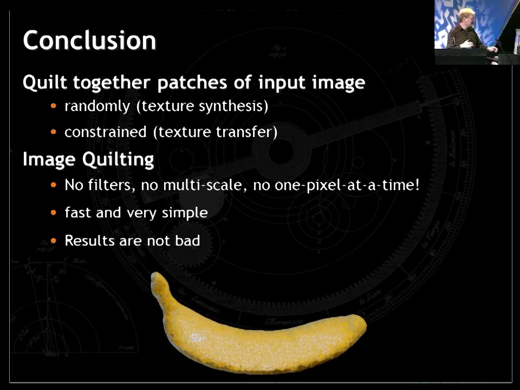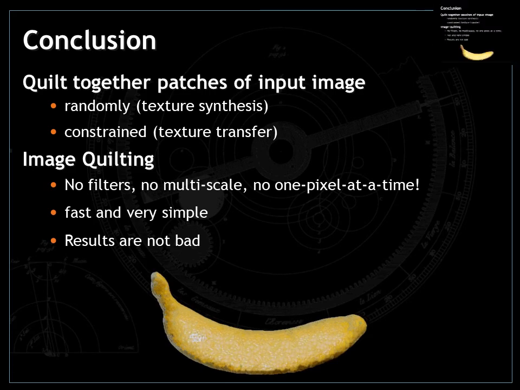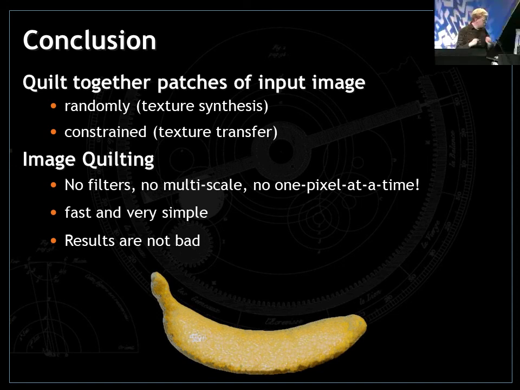So to conclude, we quilt together patches of the input image. If we do this randomly, we get texture synthesis. If we do this constrained, we get texture transfer. So image quilting uses no filters. It is not multi-scale. It doesn't even do the pixel at a time thing. And it's fast, it's very simple, and the results are not bad.